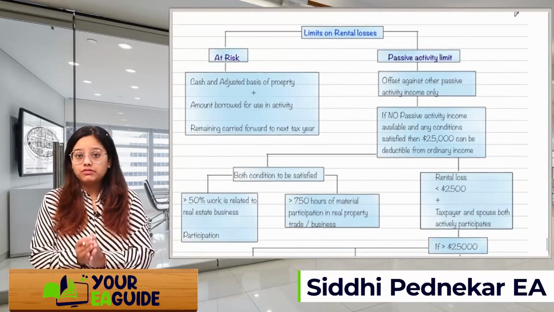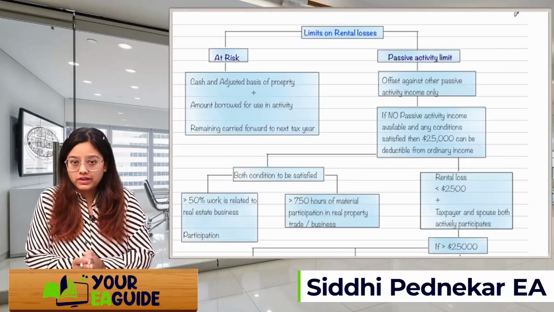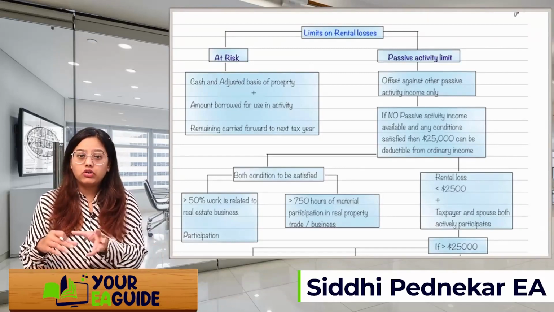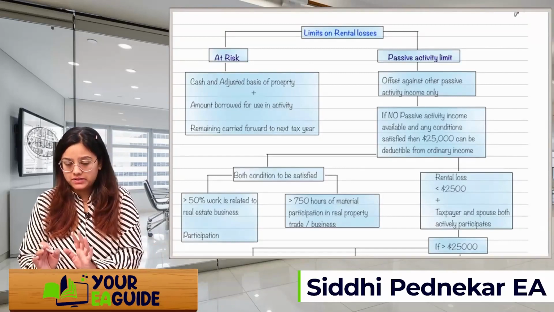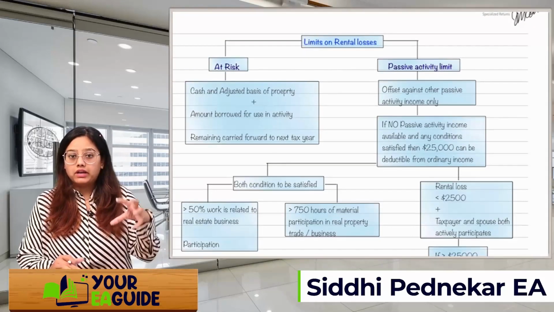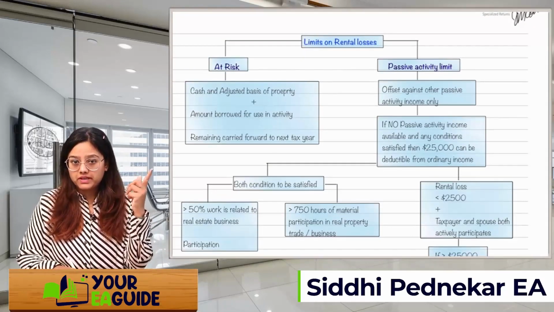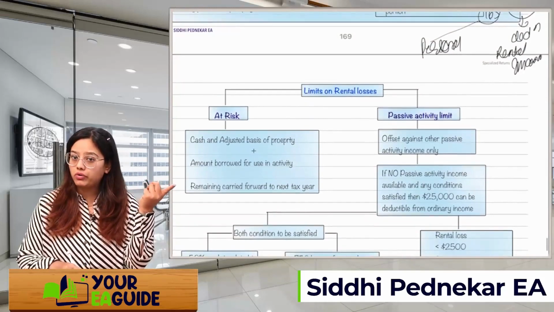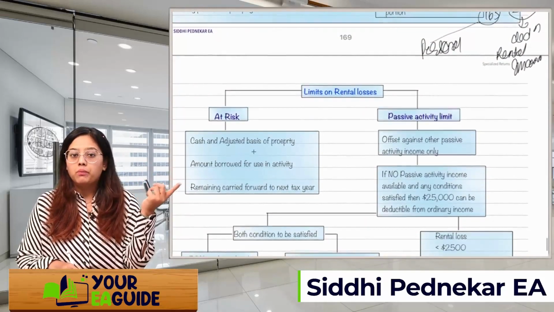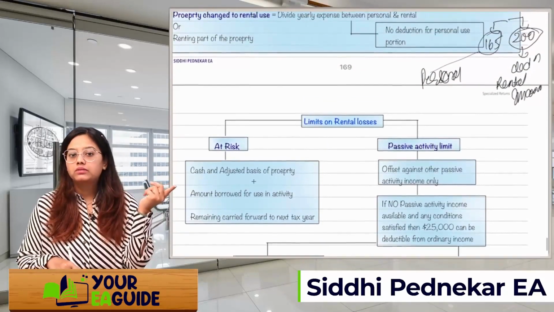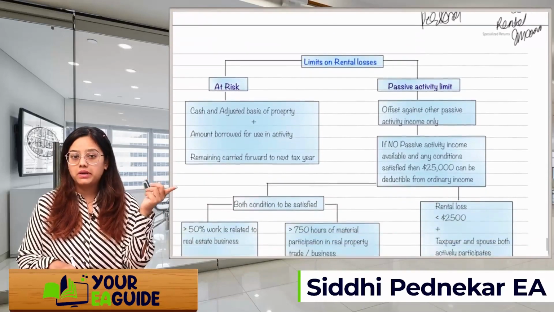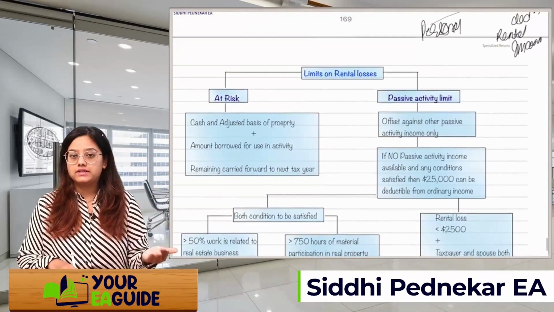So first of all, whatever loss you are incurring, allocate it to the at-risk basis, and then we are going to check the passive activity limits. What do you mean by at-risk? At-risk means whatever cash and adjusted basis of the property is there, add the borrowed amount, if any, to acquire that property. Up to this amount, you can deduct your losses. Whatever is the remaining, you can carry forward to the next year.